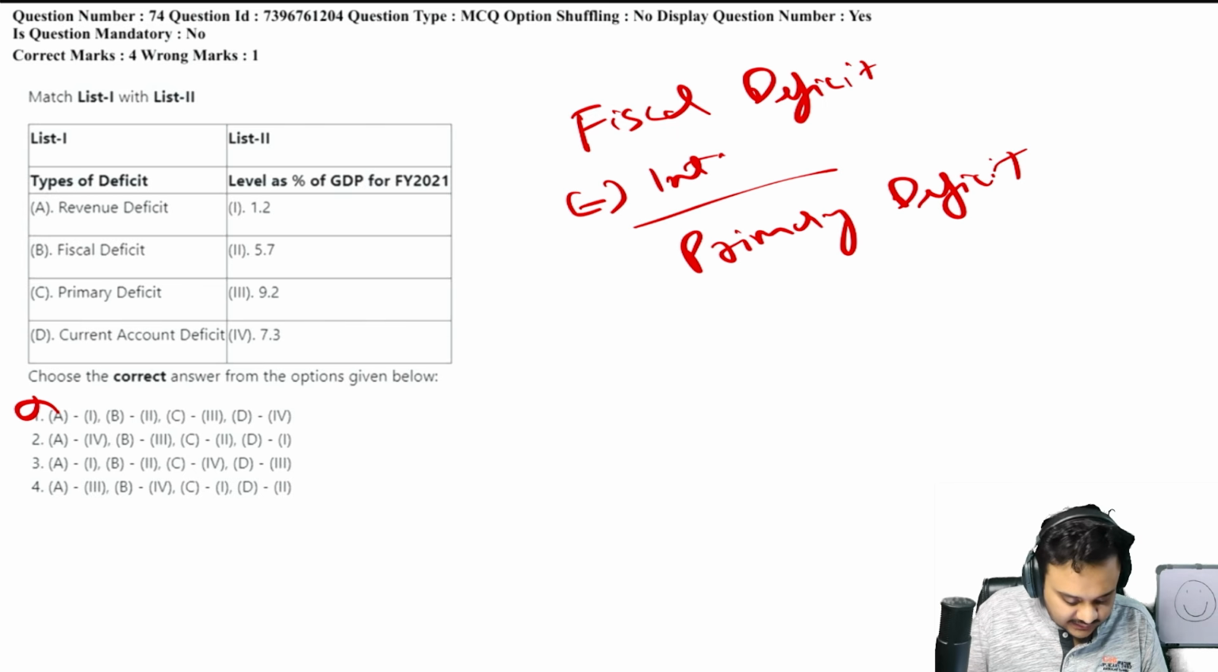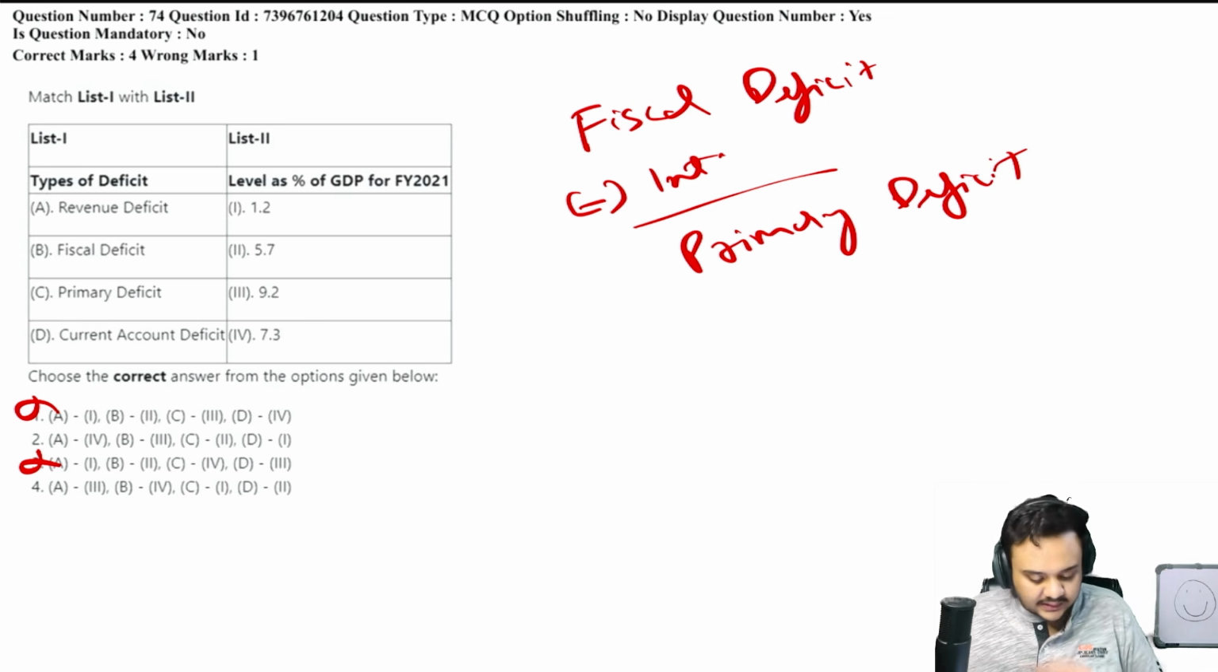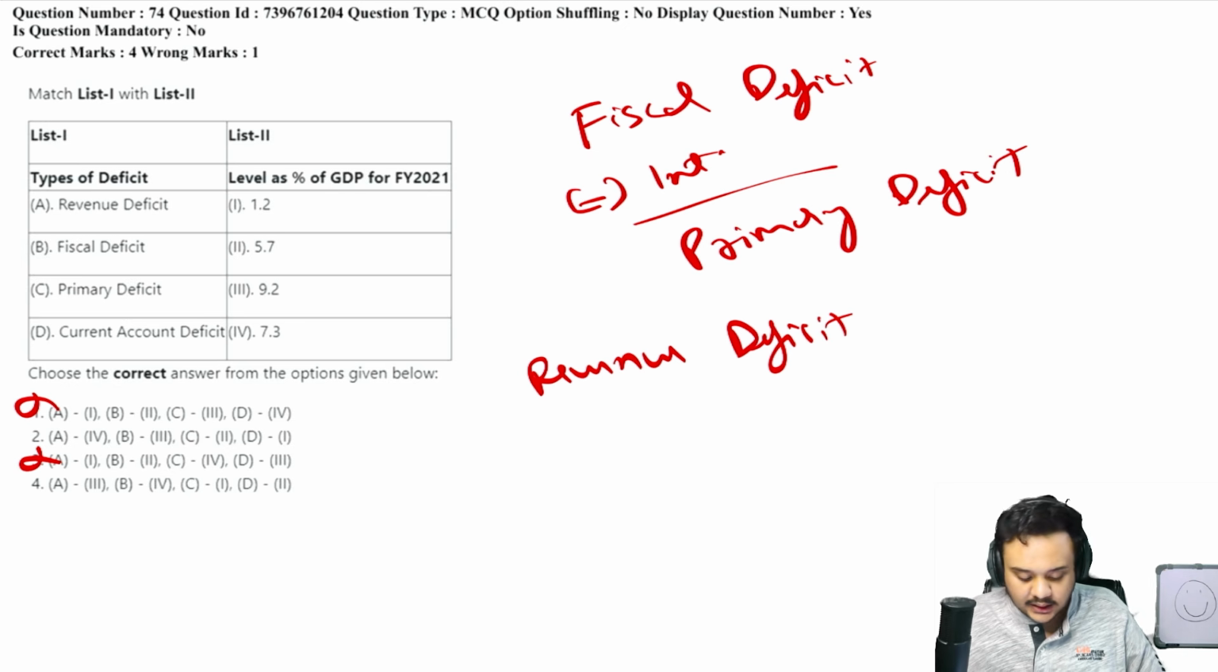Then the third one, let us look at first. Fiscal deficit is 5.7 and primary deficit is 7.3. Again, you can eliminate this as well. And D is fiscal is given as 7.3 and primary is given as 1.2. Okay, that is very less. So now let us look at what else we can do. Now we are just comparing these two options, right?